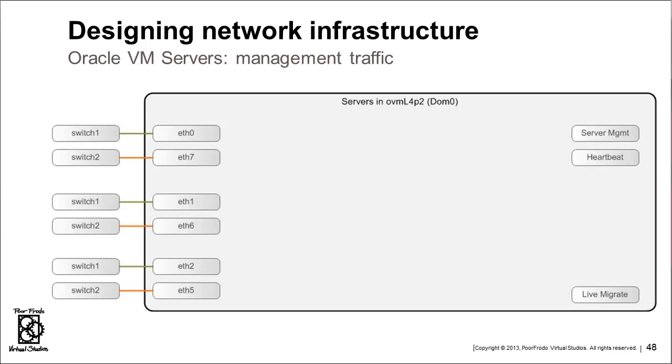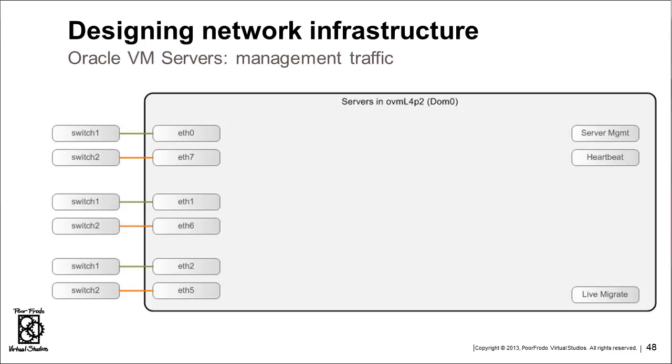But I'm going to be aggregating 2 ports per bond, and those are represented on the left-hand side of the diagram as ETH 0, 7, 1, 6, 2, and 5. I'm bonding them this way because ETH 0 is an onboard port and ETH 7 is on the quad card. So primary ports will be on board and secondary ports will be on the PCI card.